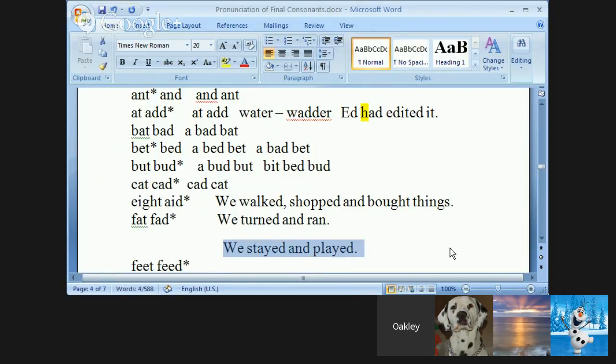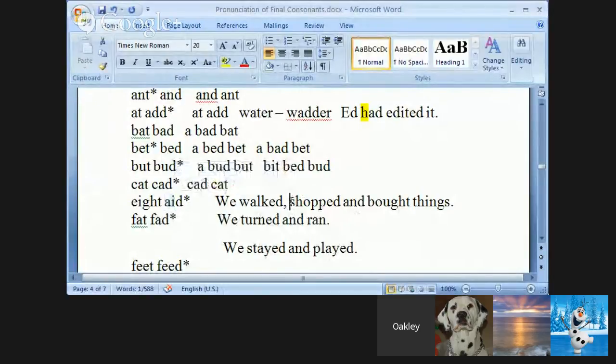We stayed and played. Okay. You want to be careful about these endings. Even when I say it, we stayed and played, even though this is a vowel sound and a vowel sound. Now these earlier, water, we do this flap D, because there's a vowel sound on either side of the T.